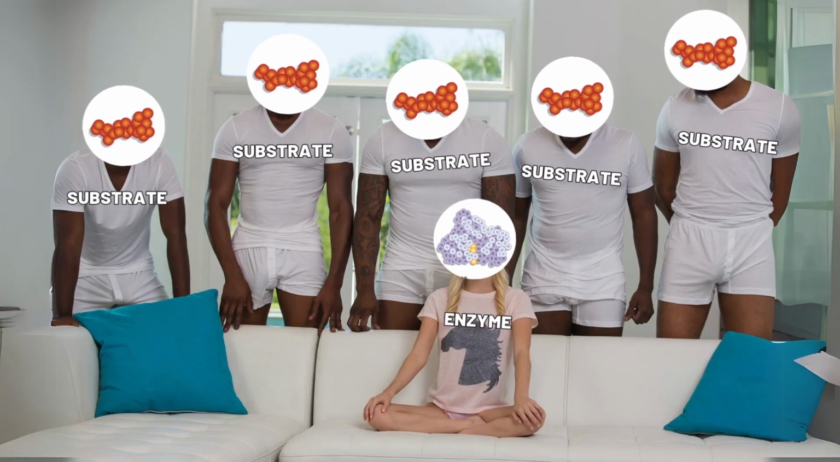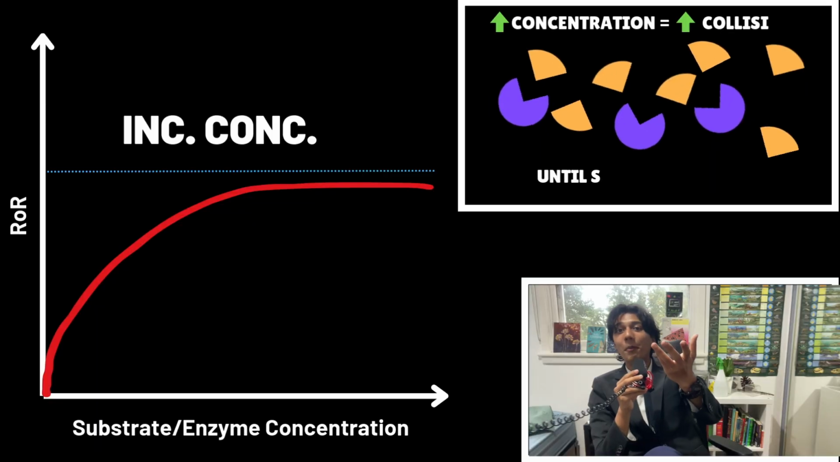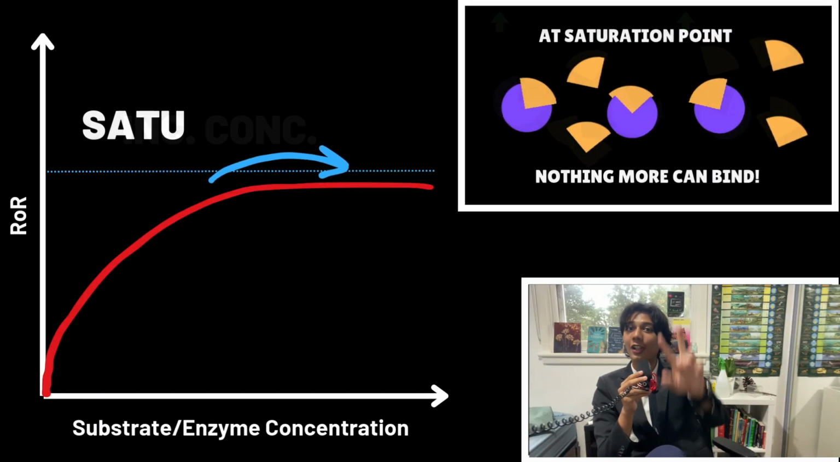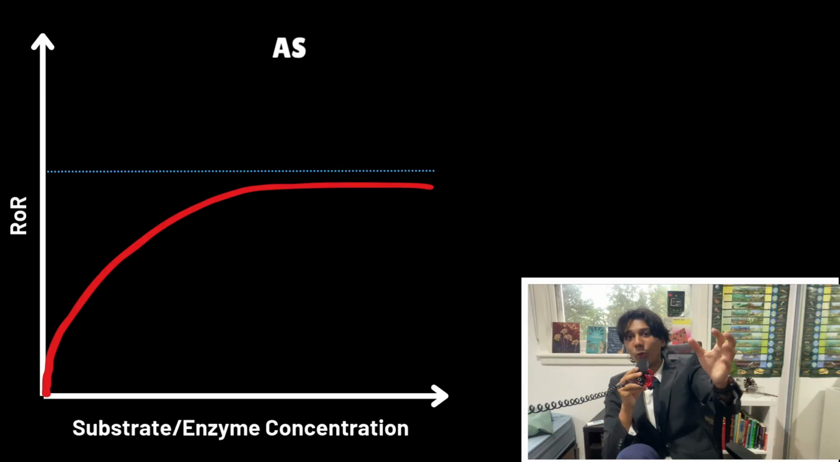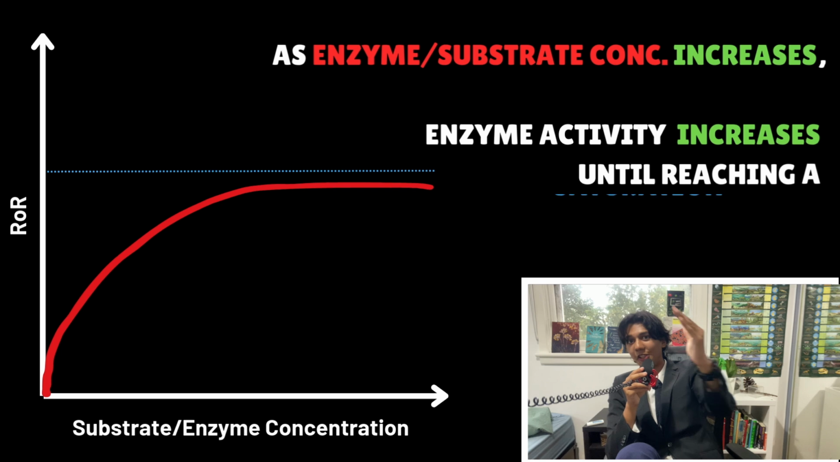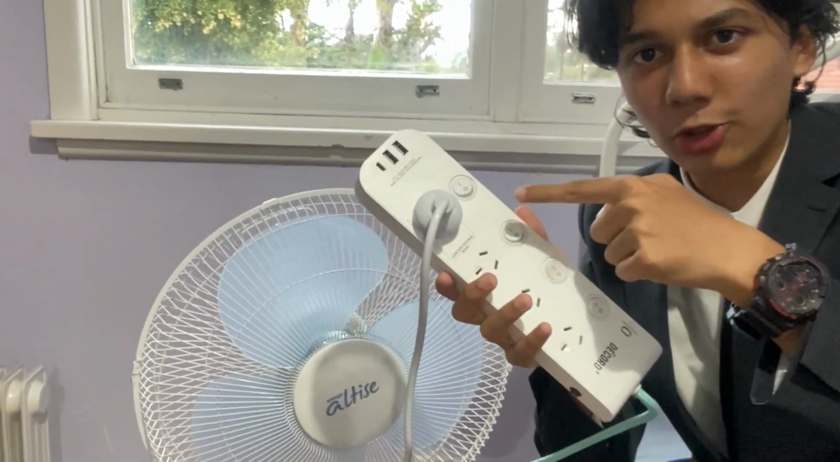Next, we got substrate concentration, which is the amount of substrate molecules. Each enzyme can only take one substrate at a time. So, if it reaches an excess, it's called a saturation point, after which no more substrate can bind. This can happen the other way around, where as the enzyme concentration increases, the activity increases until reaching a saturation point. Pretty straightforward.